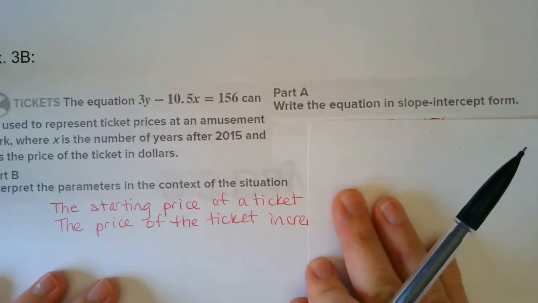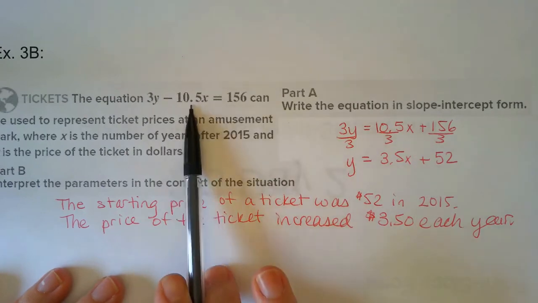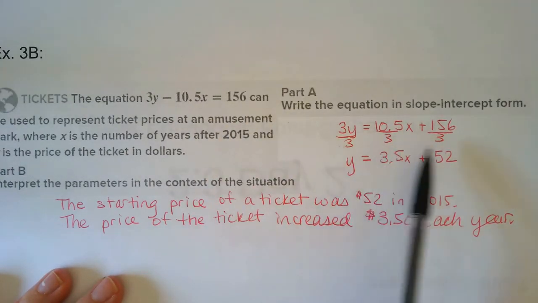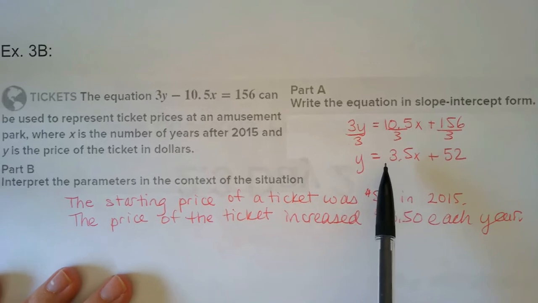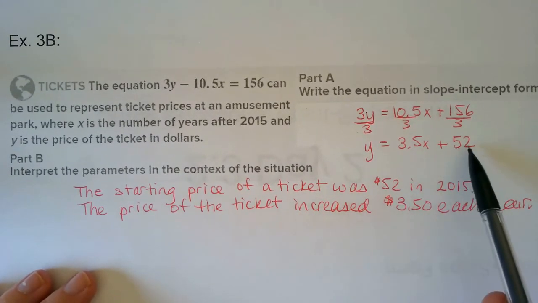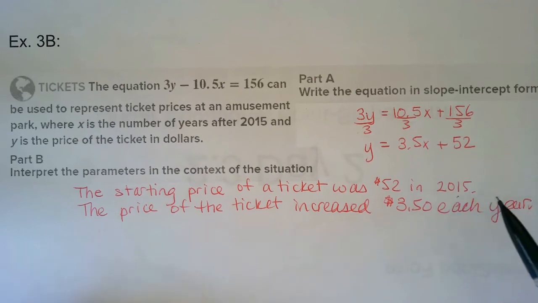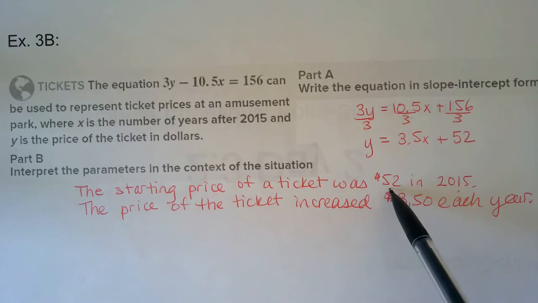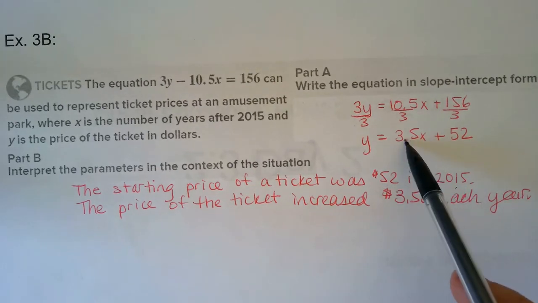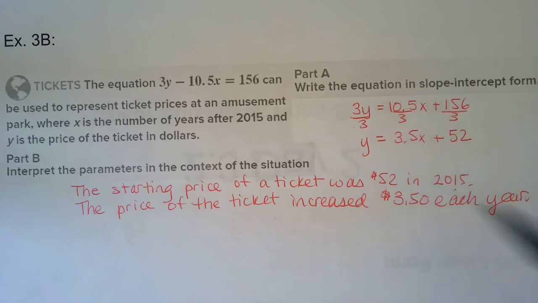So again, you're supposed to write it into slope-intercept form. So you would want to add over your 10.5x and divide everything by 3. So this would be my equation. Then it wants you to interpret what's going on in this situation. So your starting amount that you have is $52. So I started in 2015 with the ticket price at $52. This is my rate of change. So each year, my price of my ticket is increasing by $3.50.